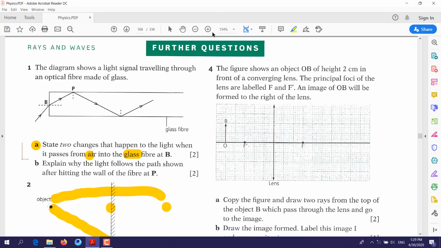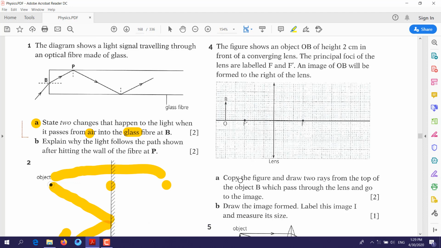Question number 4. The figure shows an object OB of height 2 centimeters in front of a converging lens. The principal focus of the lens are labeled F, and the image of OB will be formed to the right of the lens. A. Copy the figure and draw two rays from the top of the object B, which pass through the lens and go to the image.